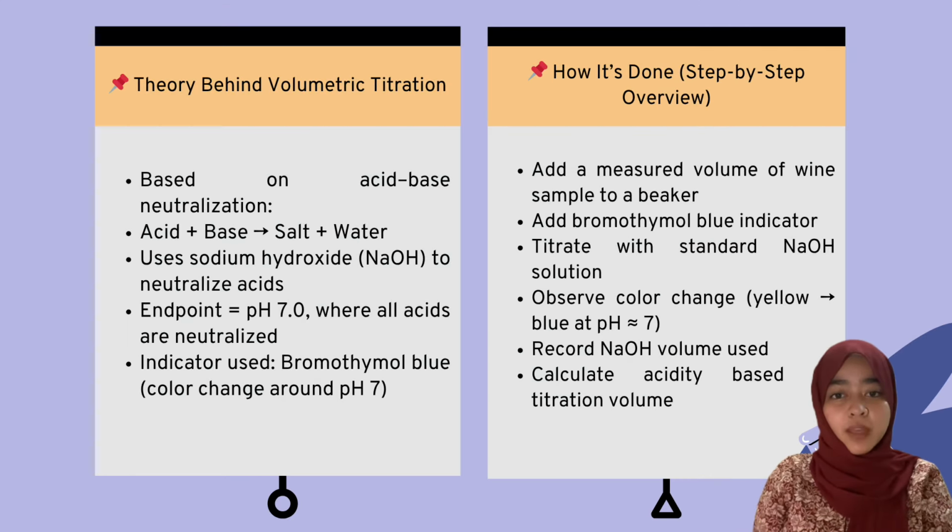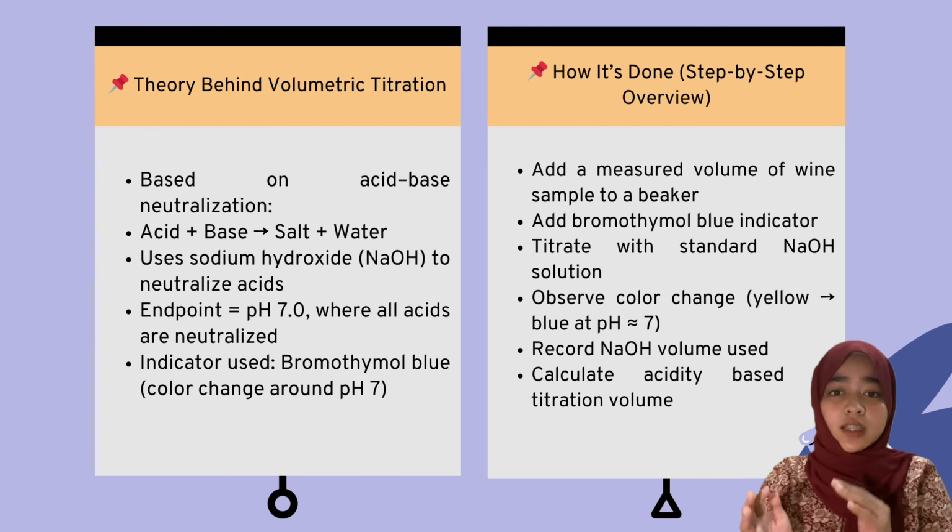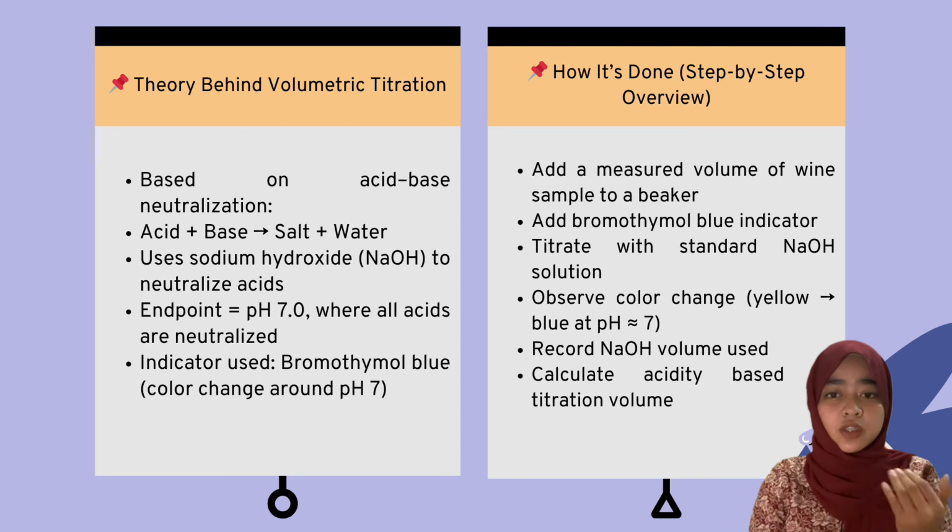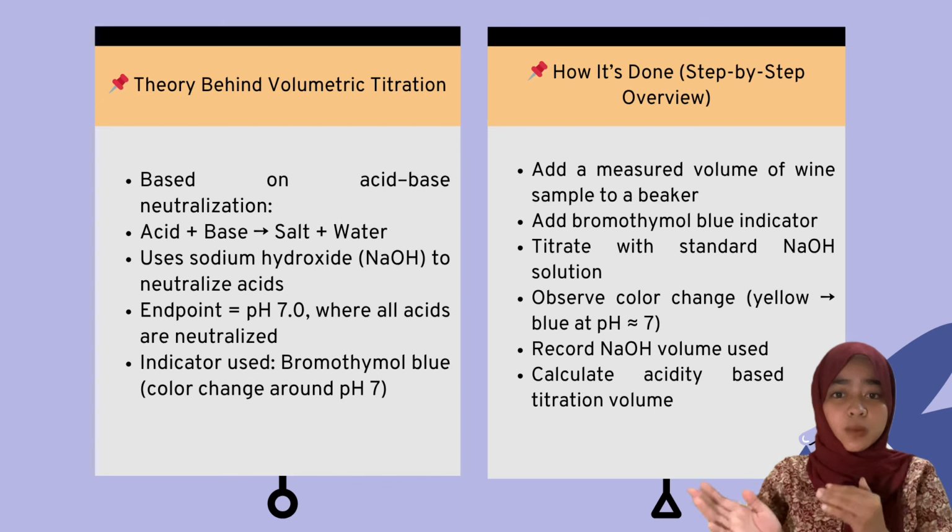The next one is the method we use to measure total acidity, which is called volumetric titration. It is based on a simple acid-base reaction where sodium hydroxide is added to neutralize the acids in wine. We use an indicator called bromothymol blue that changes color at pH 7, from yellow to blue. To perform the test, we add wine and the indicator to a beaker, titrate with sodium hydroxide, and watch for the color change. Then, we record the volume used to calculate the acidity.